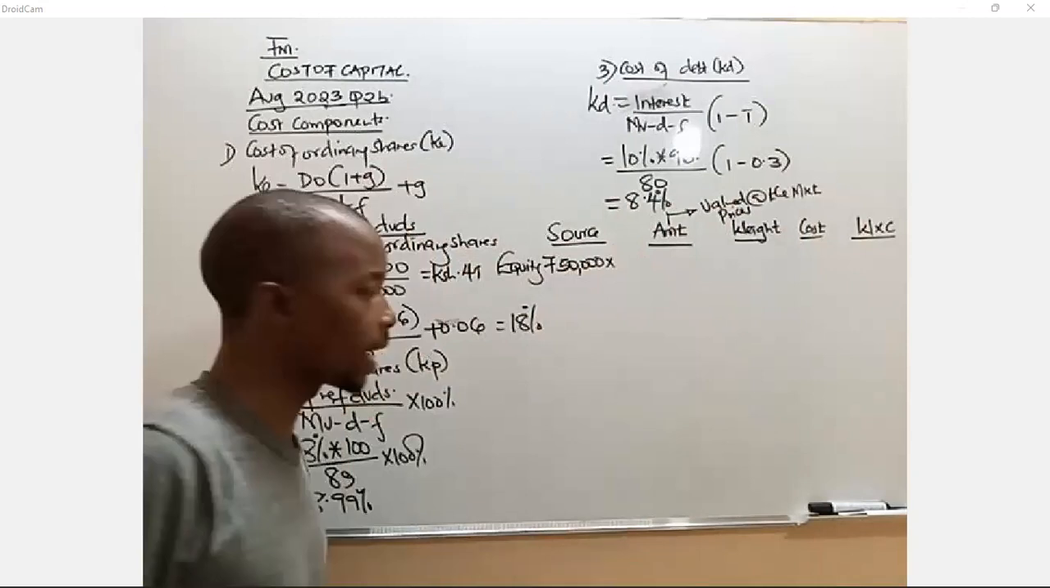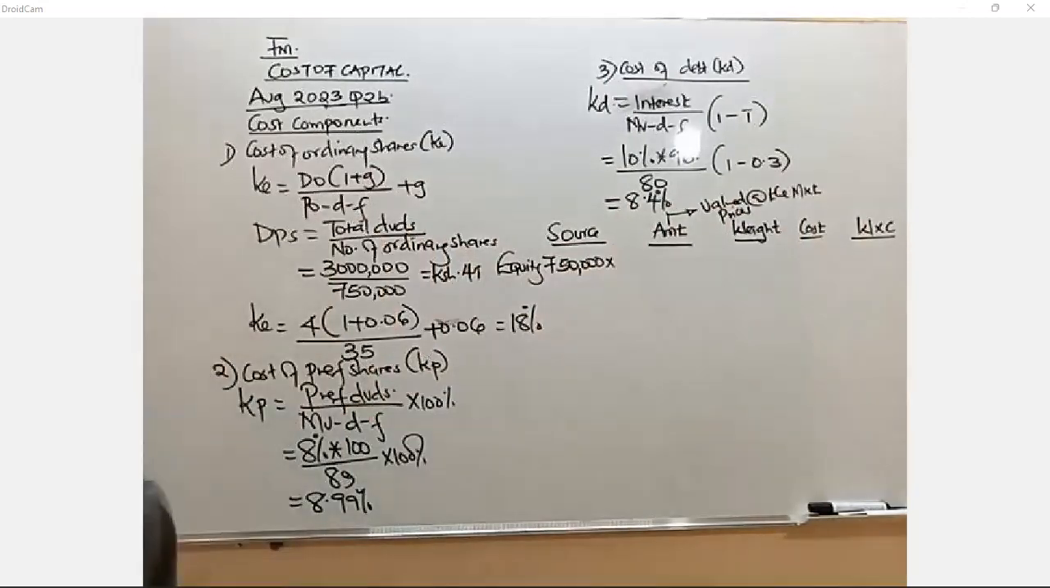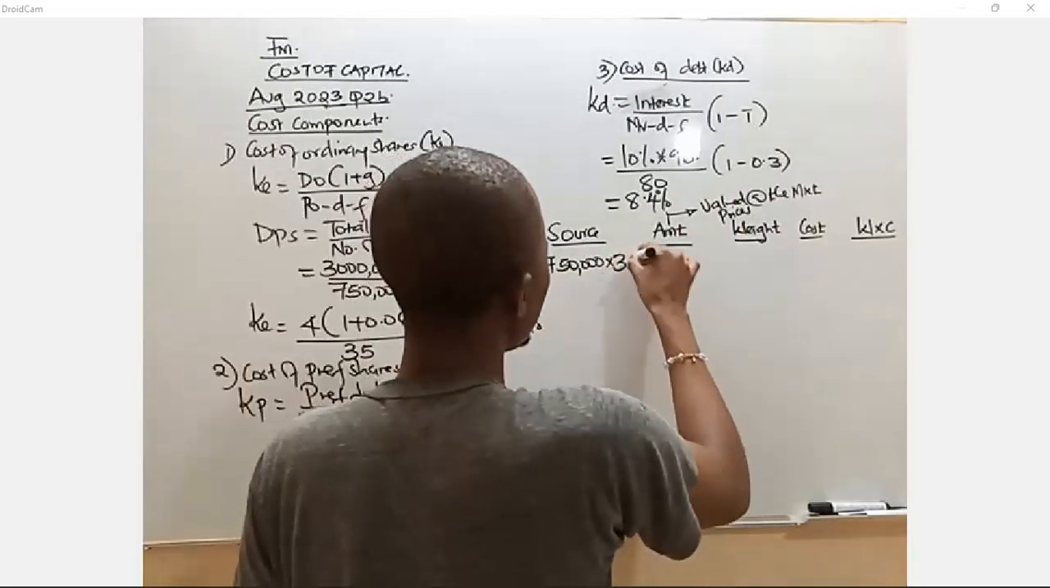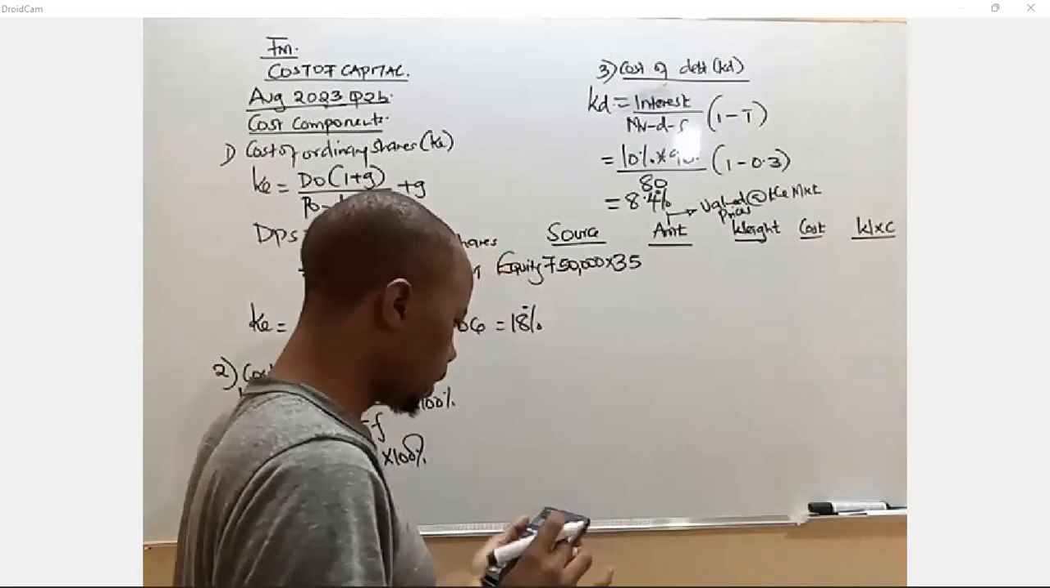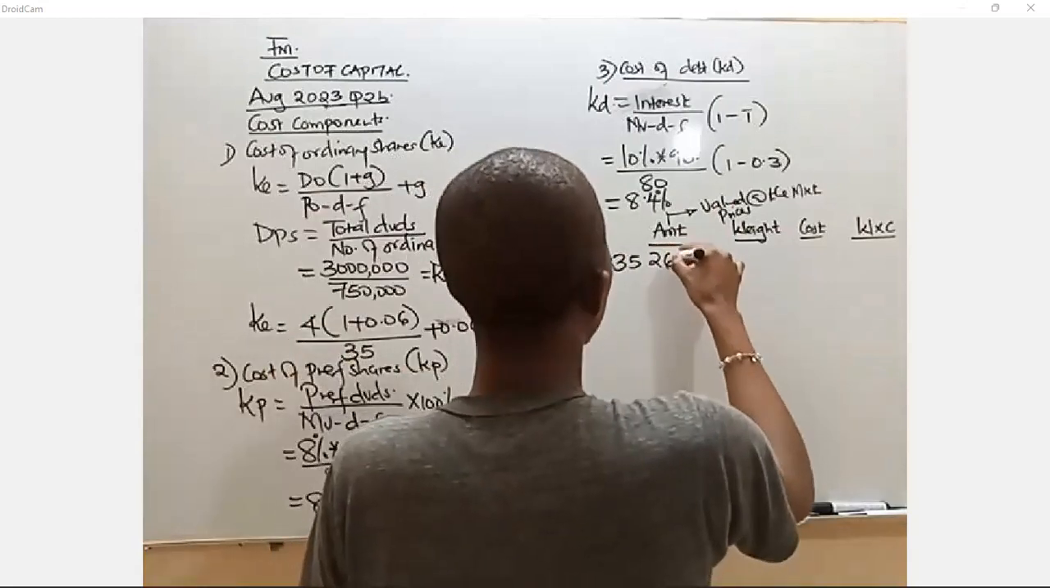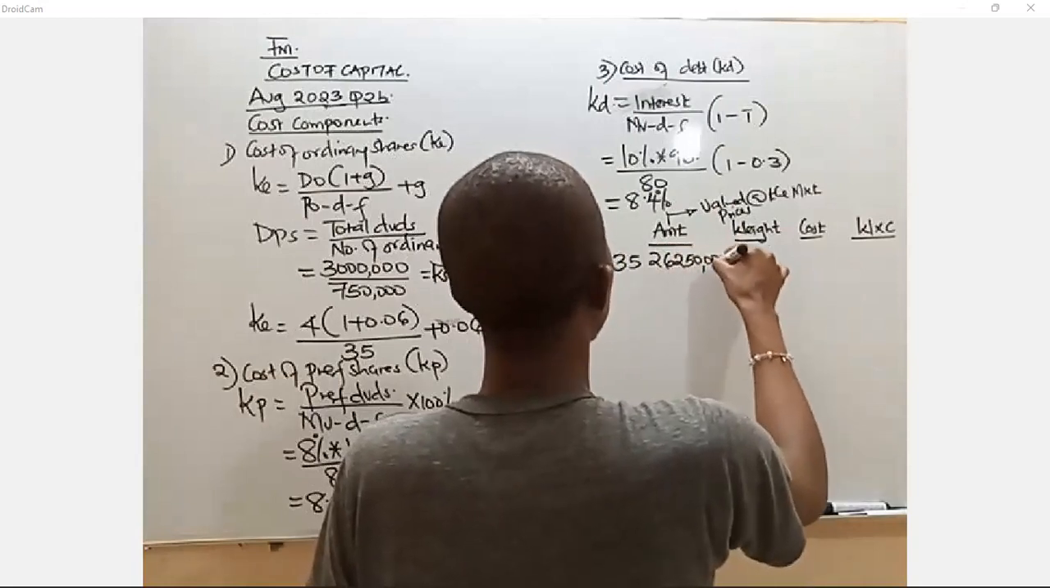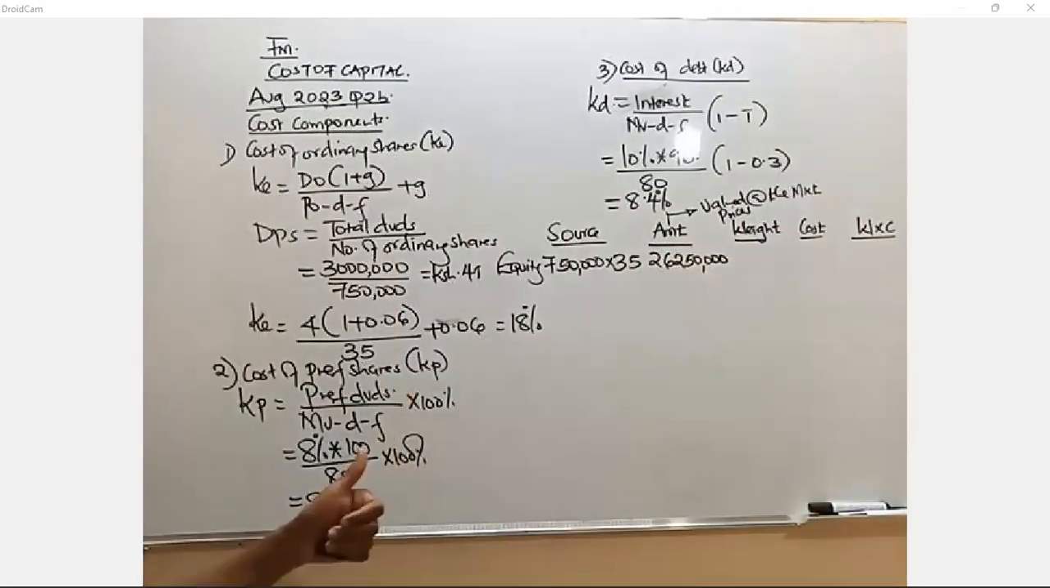We multiply with the current market price of those securities, which are currently trading at 35. Let me check here. What is the market value? So we are discussing that 35. So it will be 750,000 times 35, getting 26,250,000. That is our equity.